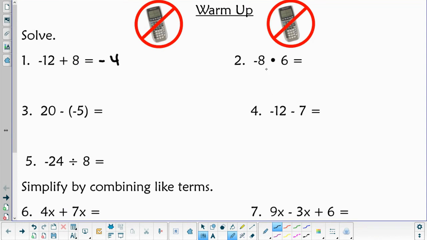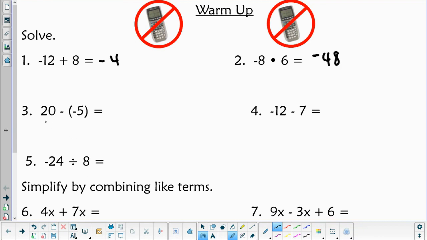For number 2, this is multiplication. We use this dot as our multiplication symbol so we don't confuse it with a variable. And for this one, we have negative 8 times 6. So a negative times a positive is a negative, and then 8 times 6 is going to be 48.